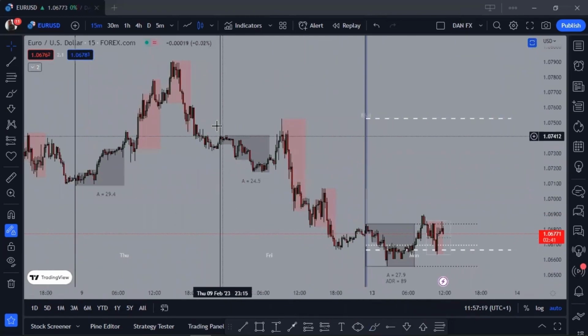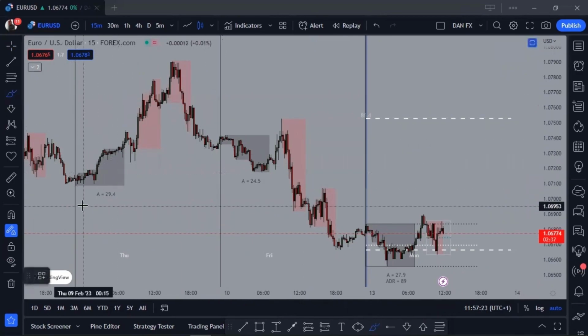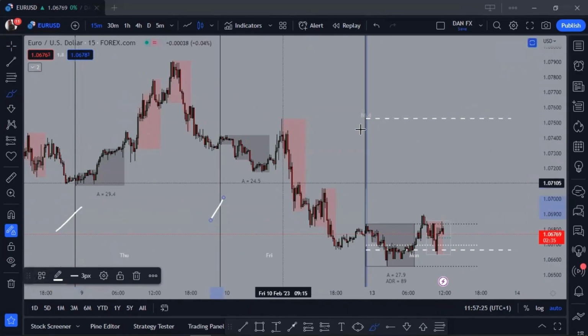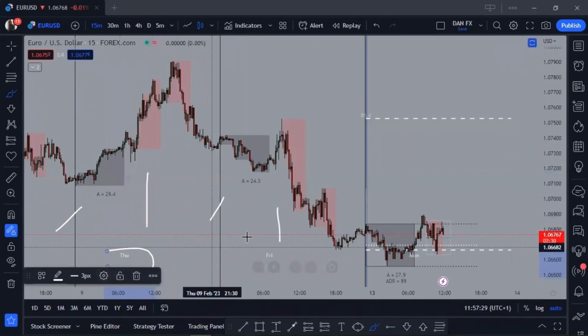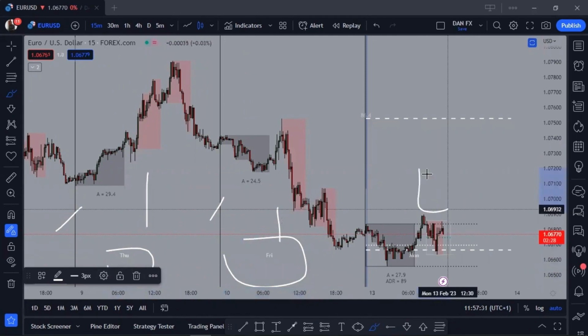You can see also this. You see these vertical lines. They indicate the start of one day and the end of that same day to start a new day. Now, so this is day one, day two. This is Thursday. This is Friday, and this is Monday, right?